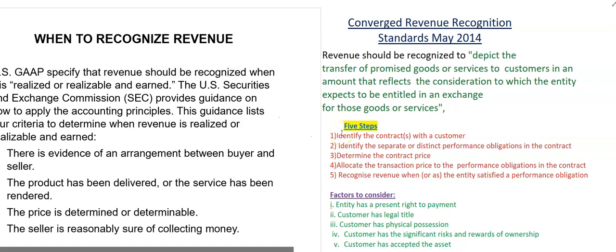In the next tutorial, we specifically cover different revenue recognition applications.